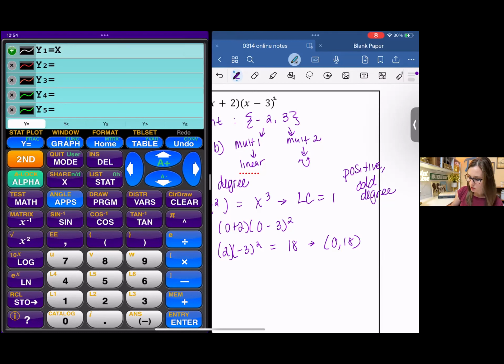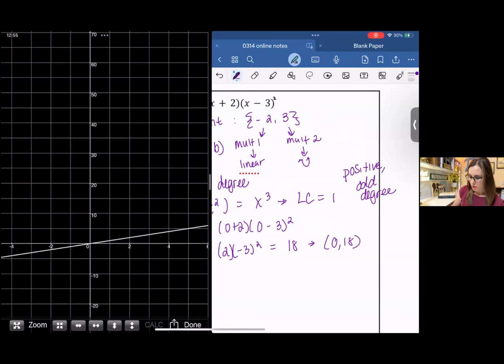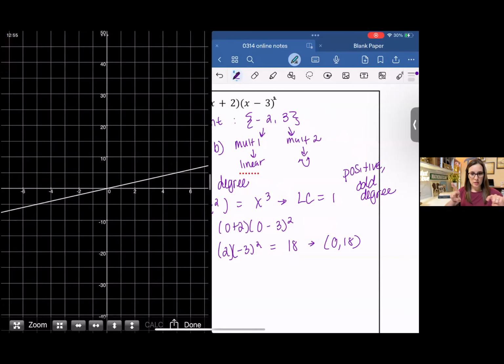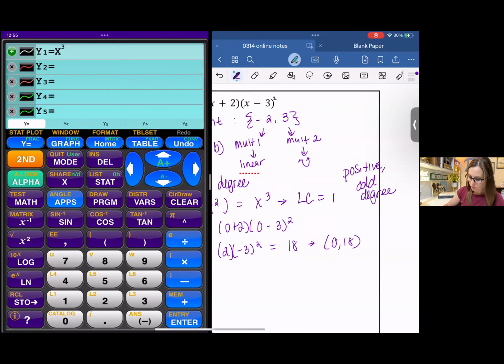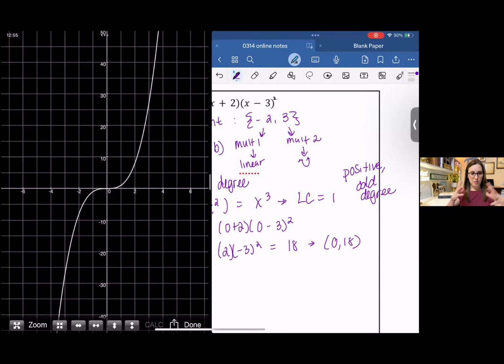If I have x raised to the first, we have a linear function. The ends are pointing in opposite directions. If I do x to the third, the graph is a cubic function. The ends are pointing in opposite directions. So odd degree means opposite directions.